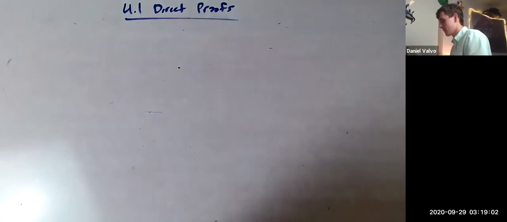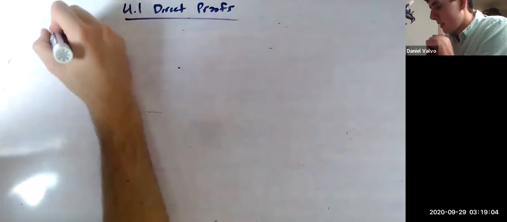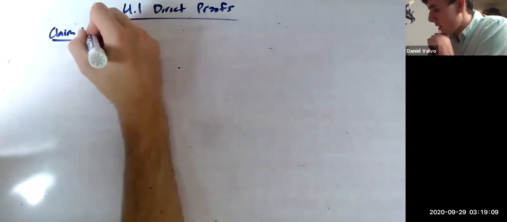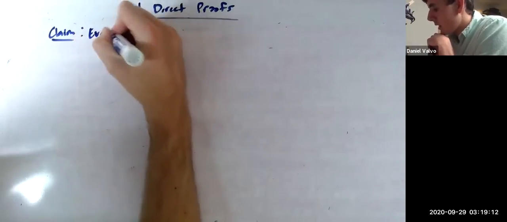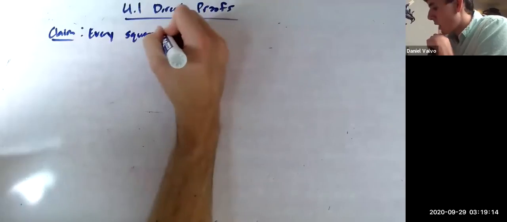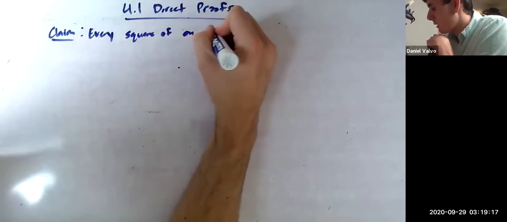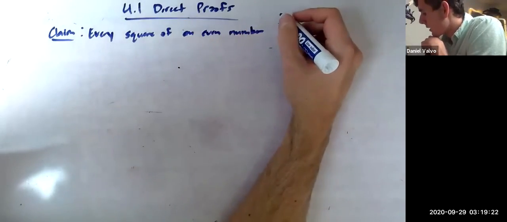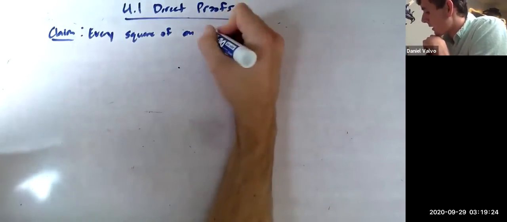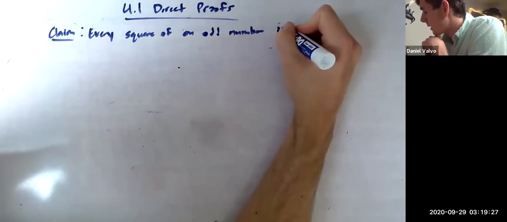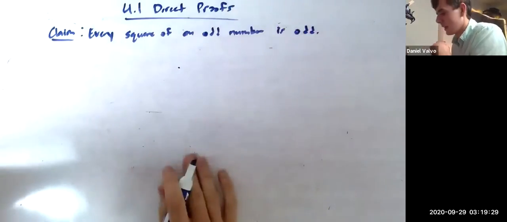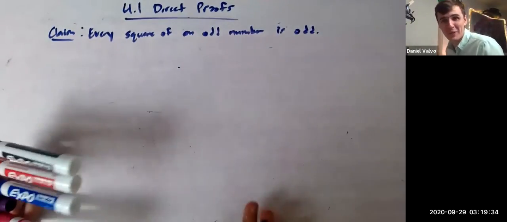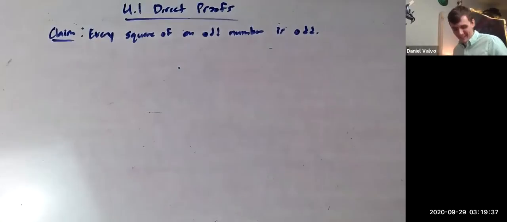Okay, here's a claim. Every square of an odd number is odd. We're actually proving something now, people. This is what it's all about. We got to it.